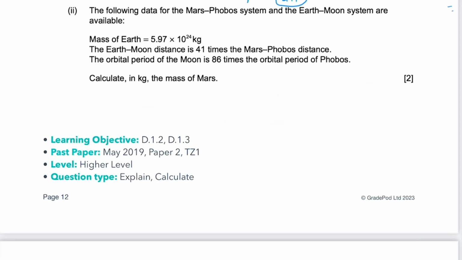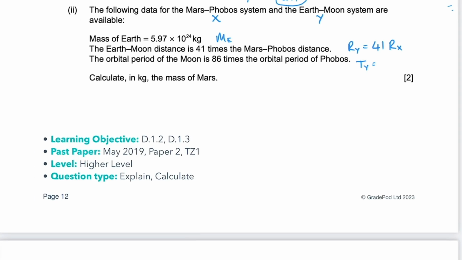2. The following data for the Mars-Phobos system and the Earth-Moon system are available. We've got the mass of the Earth, and we know that the Earth-Moon distance is 41 times the Mars-Phobos distance. Let's name these two systems. Let's name Mars-Phobos X and Earth-Moon Y. So Ry, the Earth-Moon distance, is 41 times Rx. And the orbital period of the moon is 86 times the orbital period of Phobos. So Ty is equal to 86 Tx.